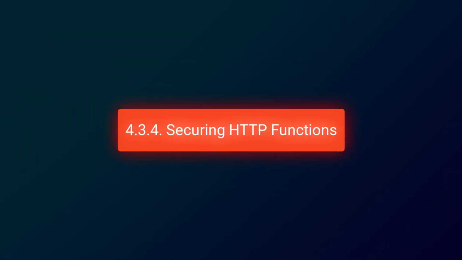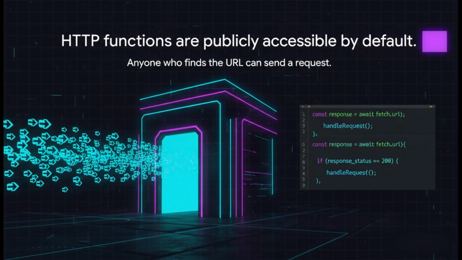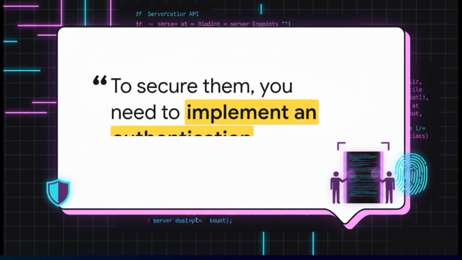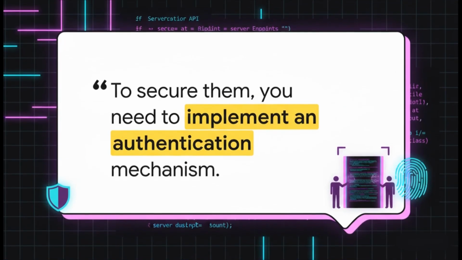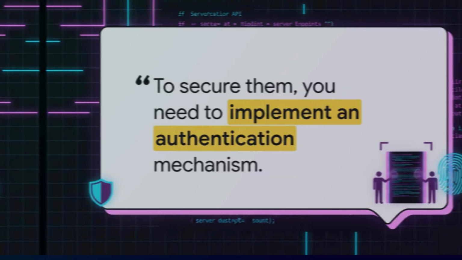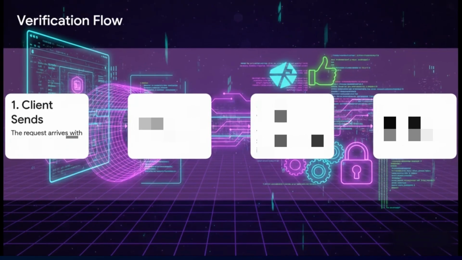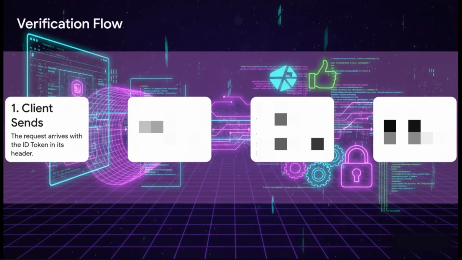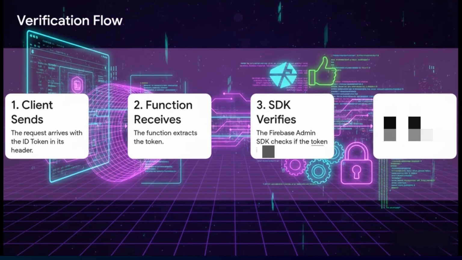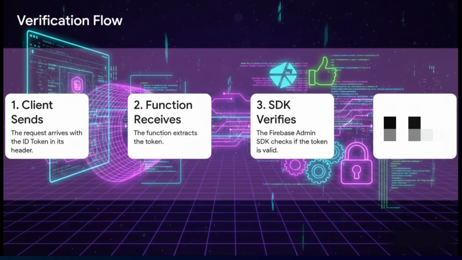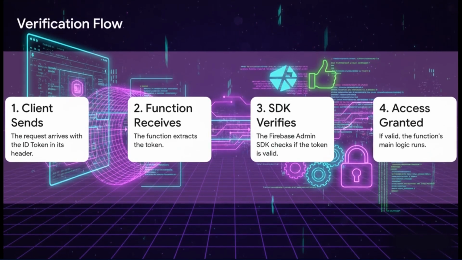Securing HTTP functions. HTTP functions are publicly accessible by default. To secure them, you need to implement an authentication mechanism. A common pattern is to use Firebase Authentication ID tokens. The client sends its token in the request header, and your function uses the Firebase Admin SDK to verify the token and ensure the user is who they claim to be before executing the main logic.